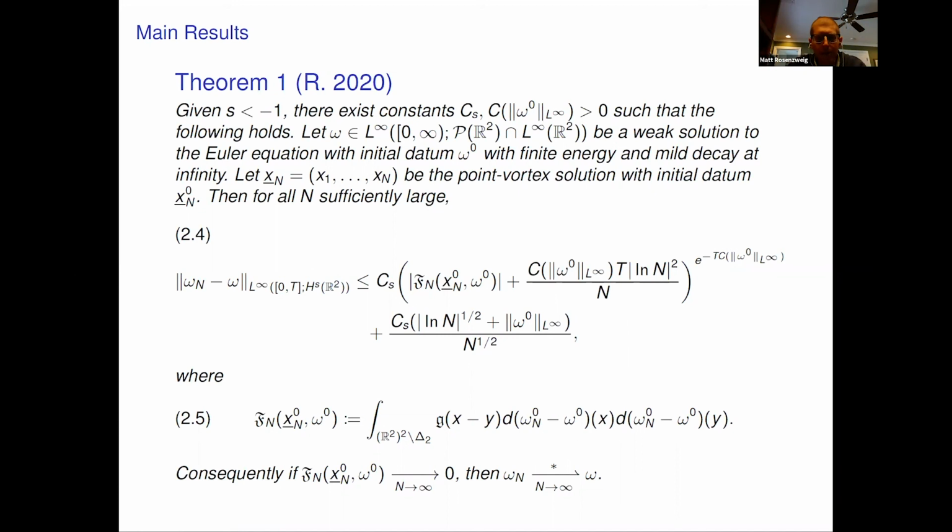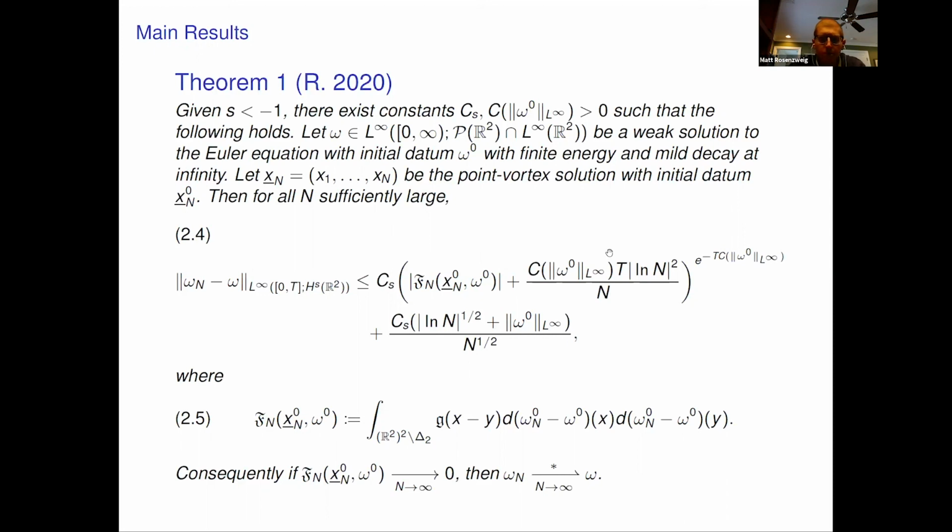We're dealing with solutions omega, which are measure valued with L infinity density and some technical conditions on them. And the estimate that we show in 2.4 is a bound on the Sobolev norm, H^s, for s less than -1, of the difference between the empirical measure omega_N and the limiting vorticity omega. And it has this complicated right-hand side that we'll comment on momentarily.